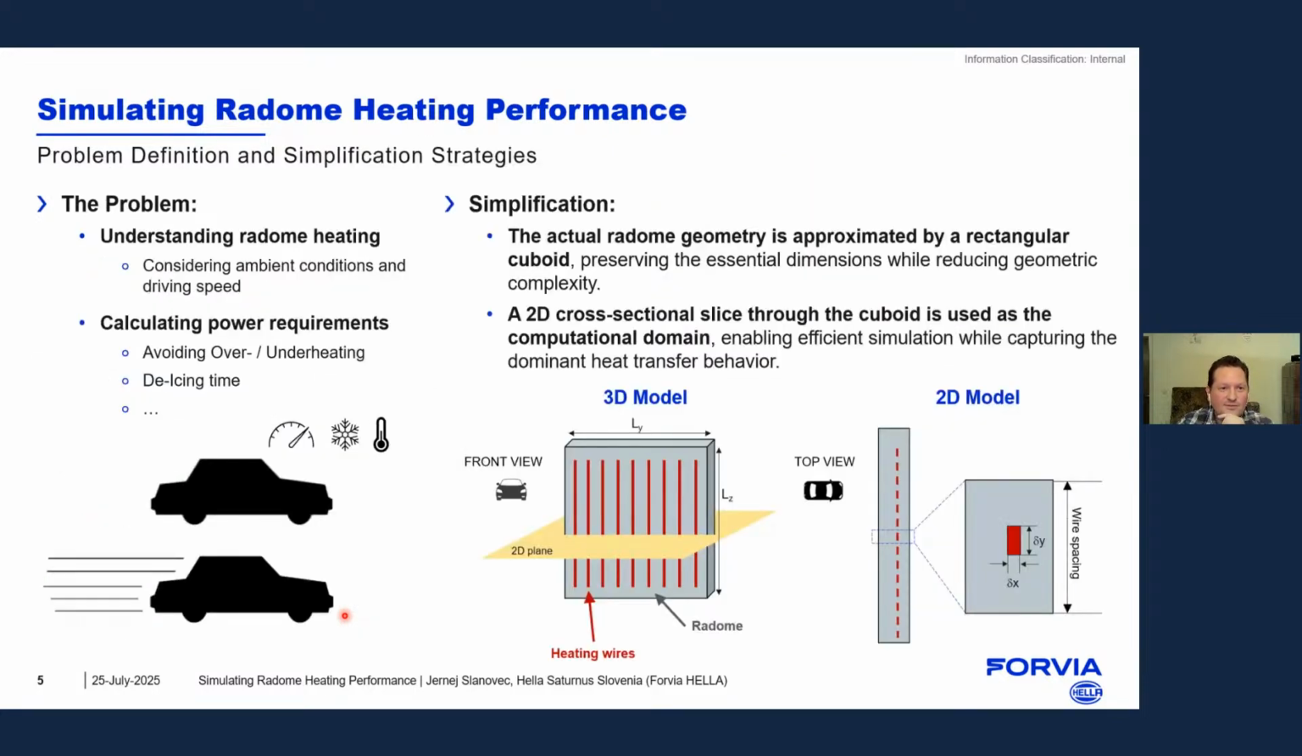So going further, what the problem is on the left side of the slide, just a couple of paragraphs about the problematic. Basically, the thing is that radome must be a dielectric to be transparent for the radar waves. So typically it is a plastic. Plastic is a poor conductor.